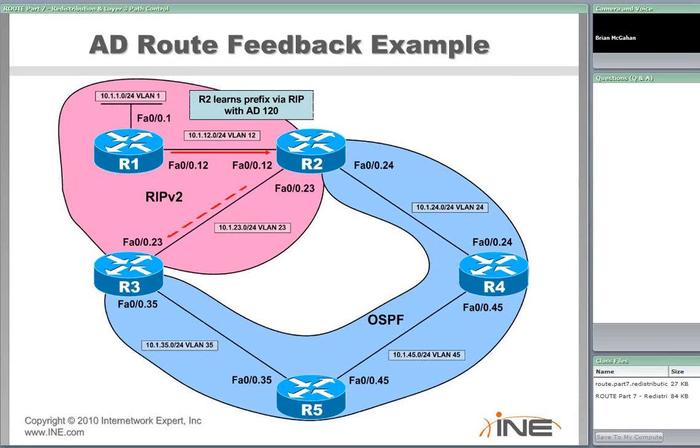So same type of case here, router 1 is advertising a route into RIP. It comes in to router 2, which sends it to 3. Now router 3 is going to perform redistribution of RIP into OSPF.